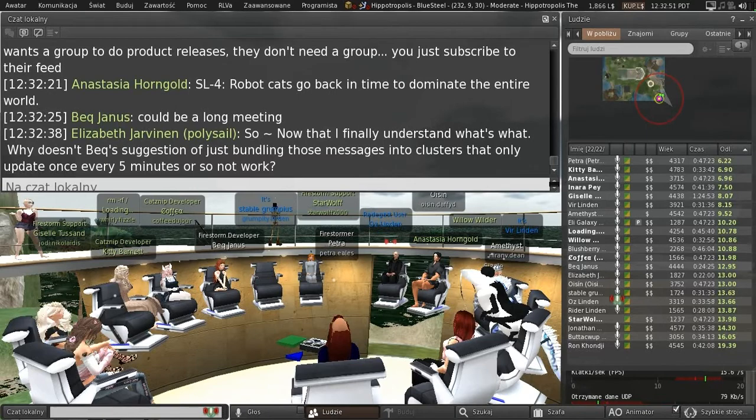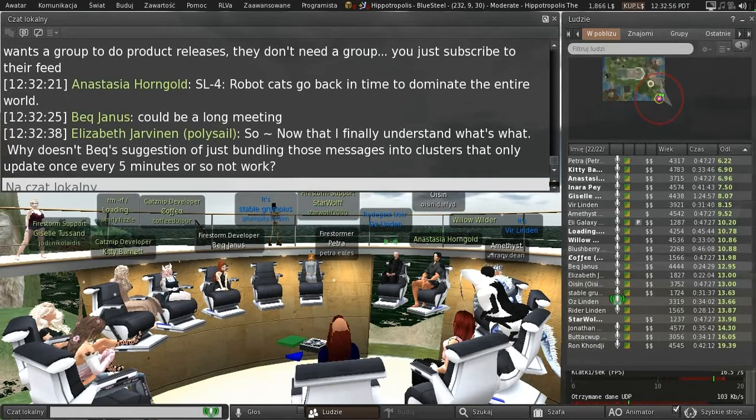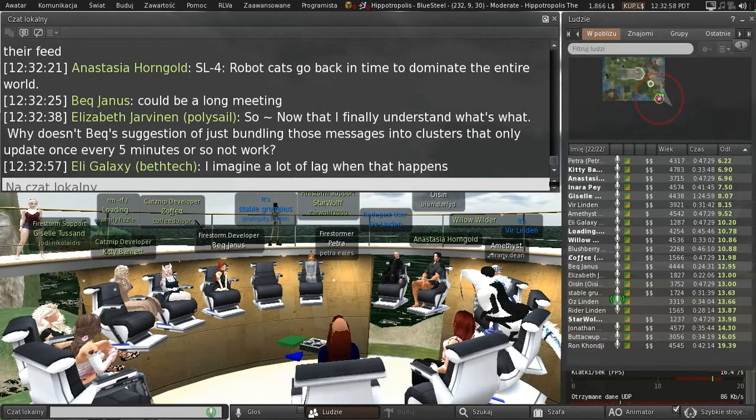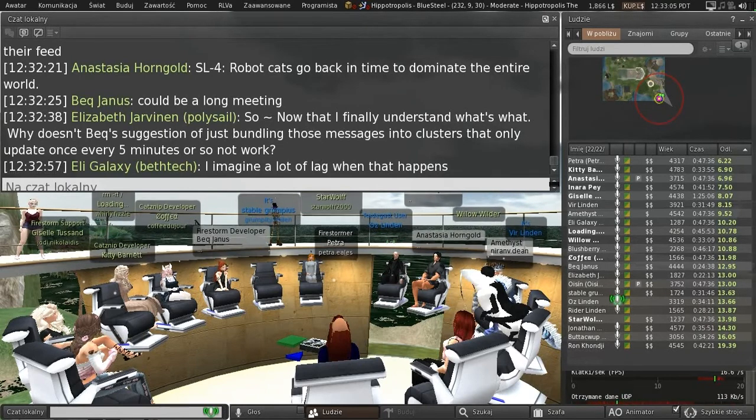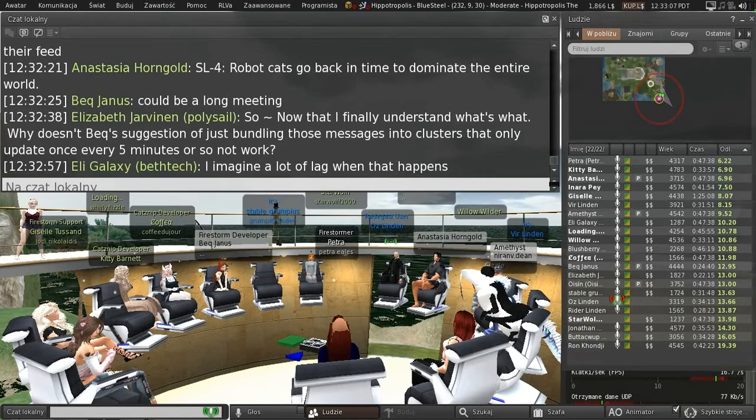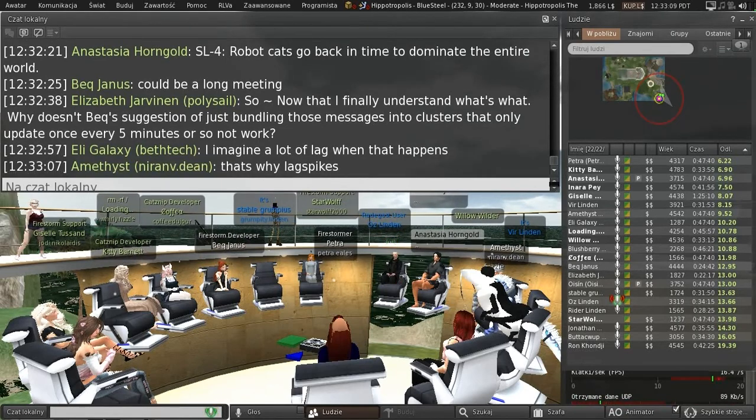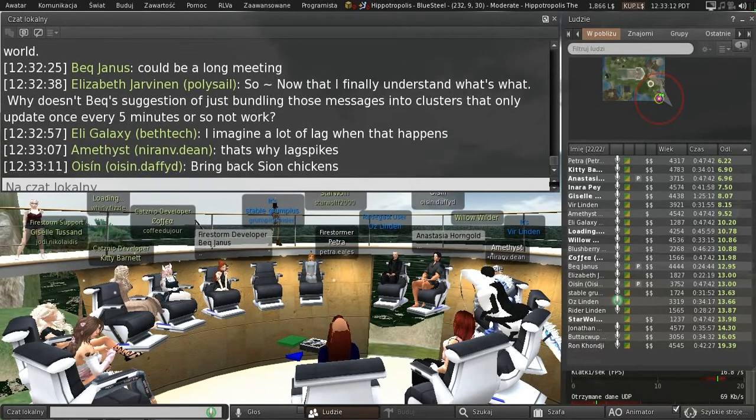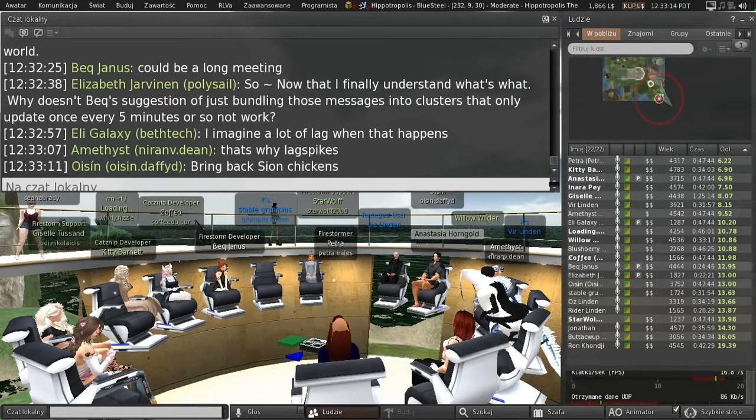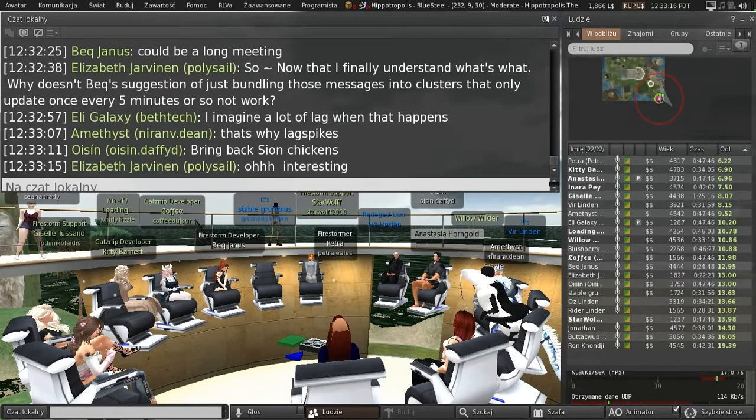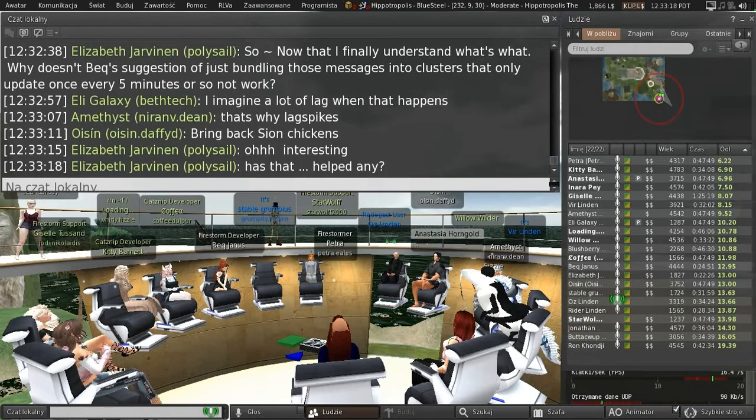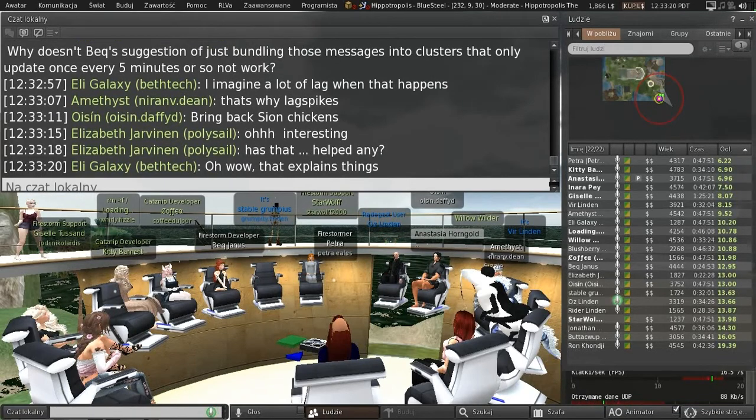We already bundle those messages into batches, and we have been experimenting with how often they go out. We've already been doing that, Polysap. Different groups have different timers right now so that we can measure the differences. We're trying to use science. I know it's cheating, but there you go.